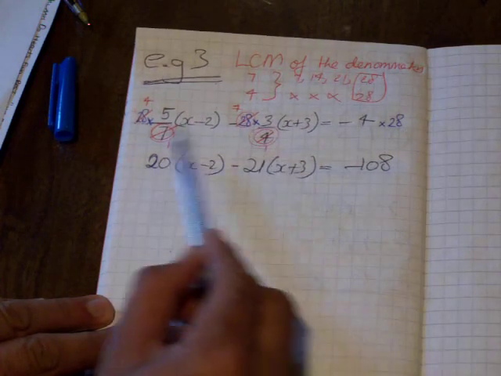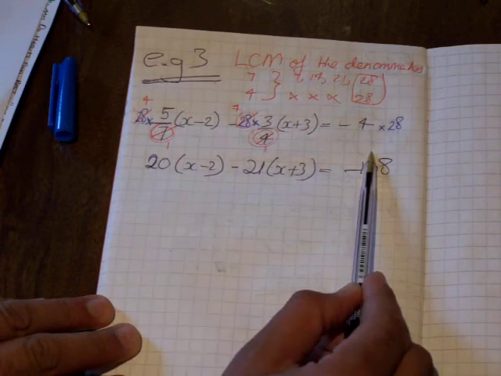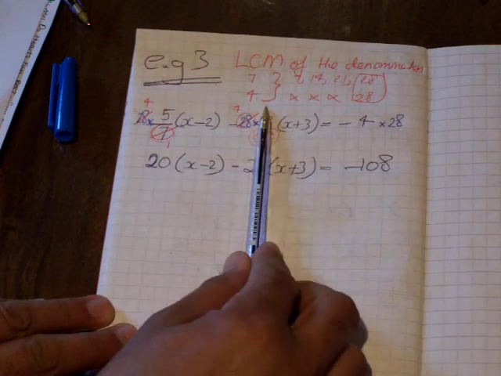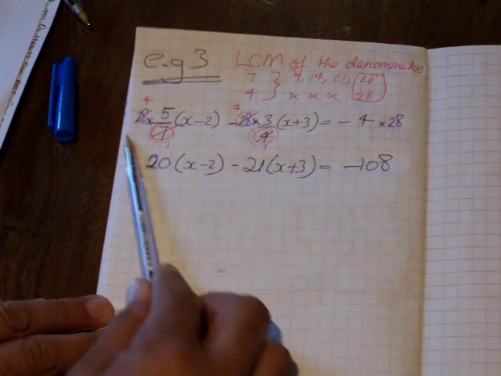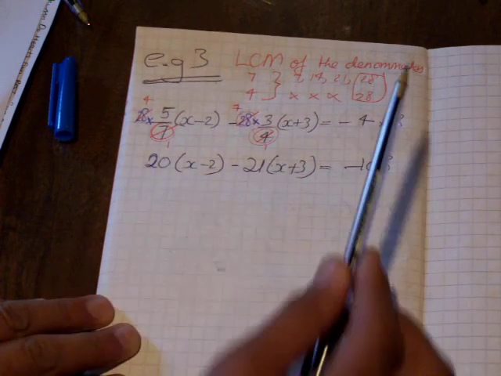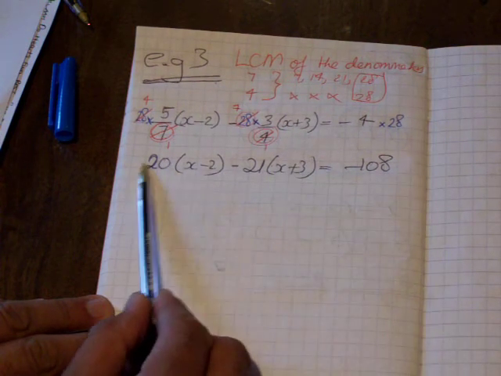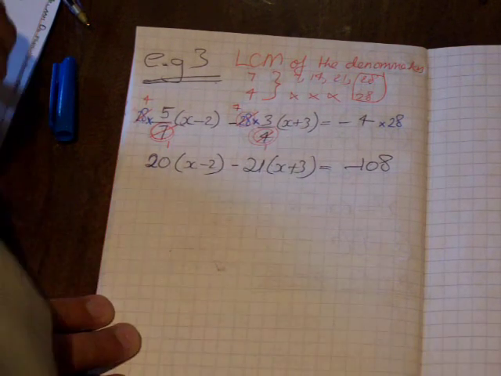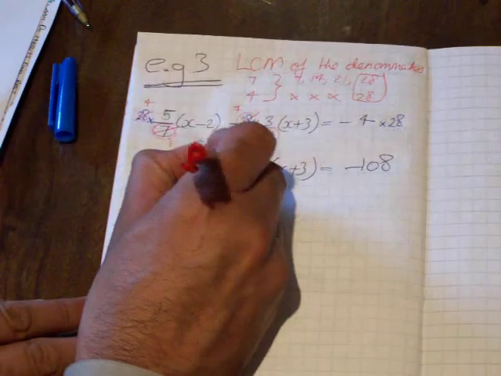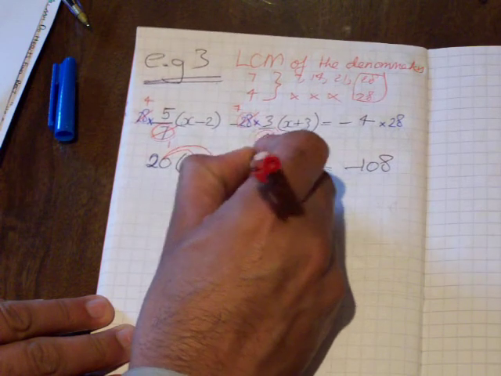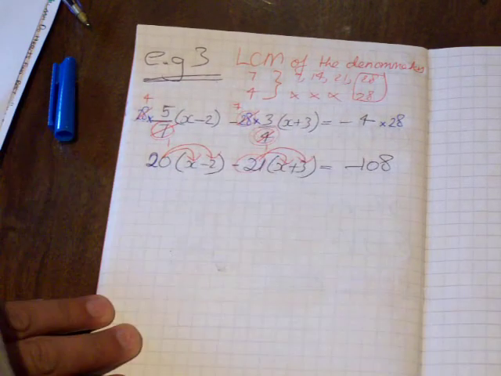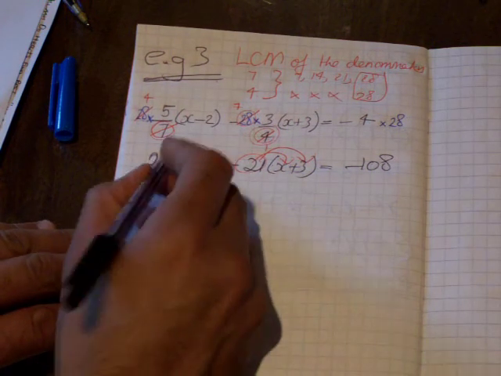Now what we need to do, we have now successfully eliminated the denominator part of the question by multiplying each item by the LCM of the denominators. That's cancelled them out. Now we have a linear equation. We've got brackets. Let's start multiplying it out. So 20 times by this and that, minus 21 times by this and that. So let's start multiplying it out and simplifying it.